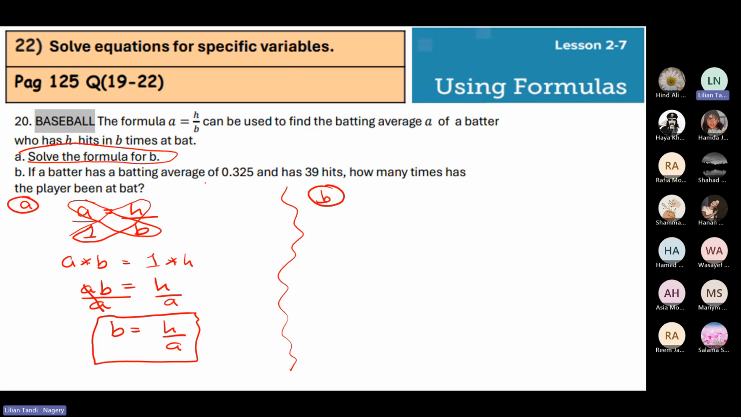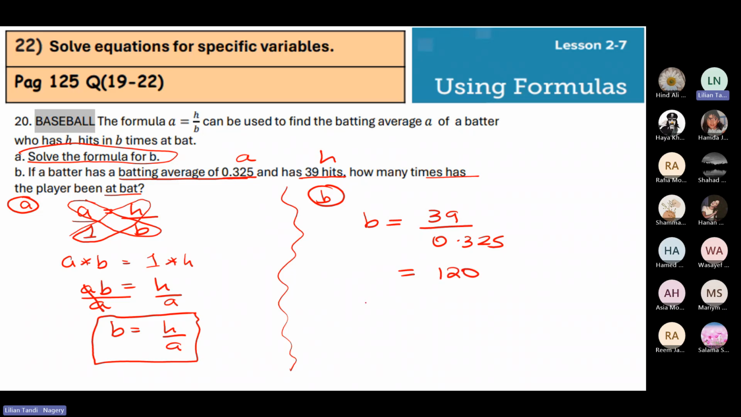Okay. Part B says if the batter has a batting average of 0.325 and has 39 hits, how many times has the player been at bat? So this is my H and this is my A. The question is asking me to find B. My hits are 39 over 0.325. And this should give me 120.